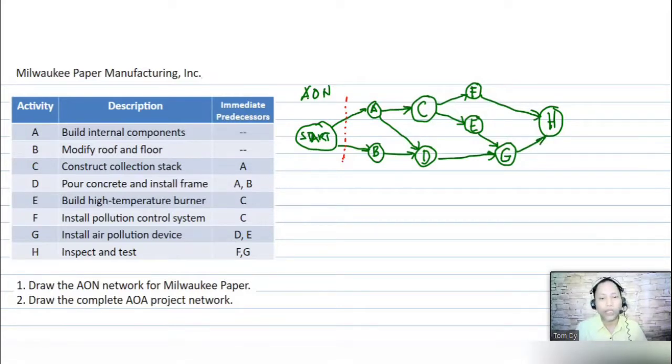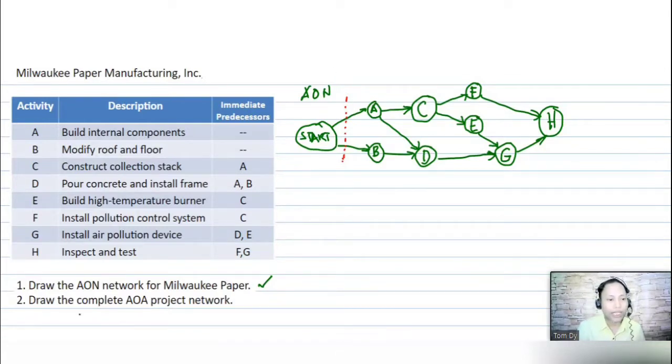So this is our activity on node. We have our activity on node, okay? And then we have arrows connecting those activities. So we call this a network of activities. We are done with question number 1: draw the AON network for Milwaukee Paper. This is the AON network.